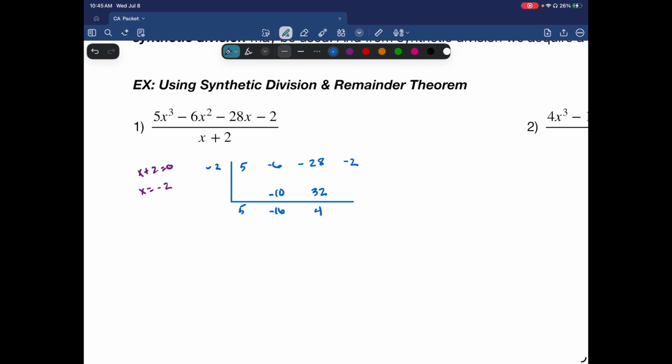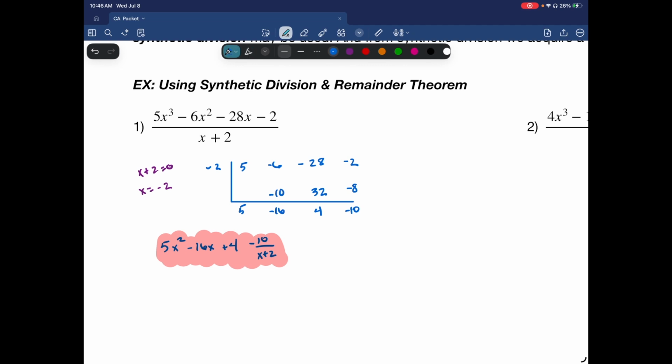Do it again. 4 times negative 2 is negative 8. Add your numbers. The signs are the same, so I'm going to add and keep the sign, so it's negative 10. All right? Now, I started with x cubed. I divided by x. So, again, these are coefficients. And I write my answer, 5x squared minus 16x plus 4. And then this last number, the negative 10, is where your remainder lives. And since it's negative, that's going to be minus 10 over x plus 2. So you started with x, you're going to finish with x.